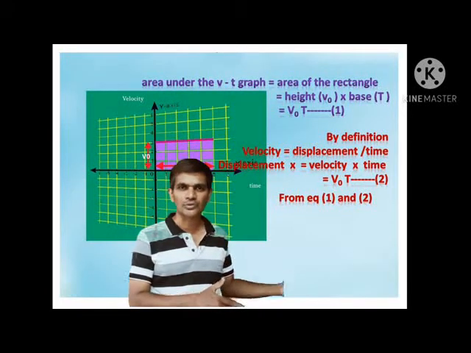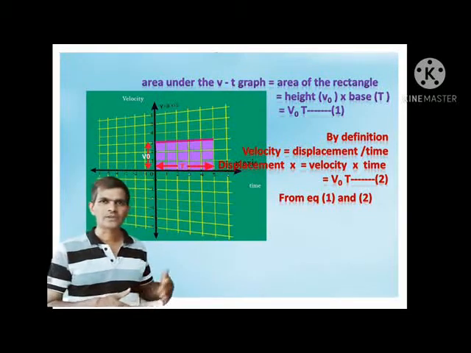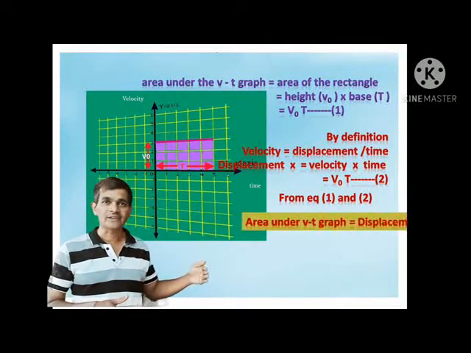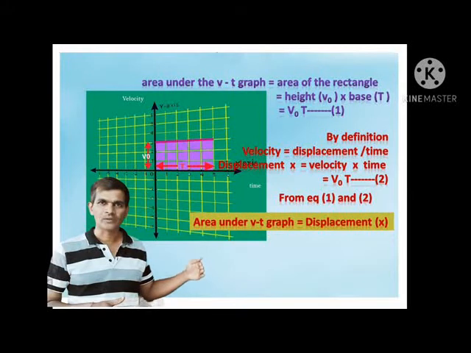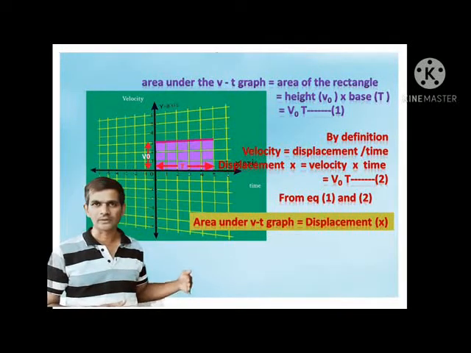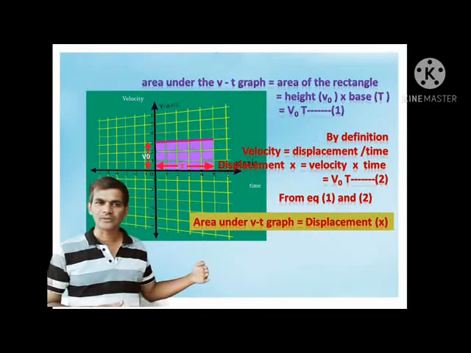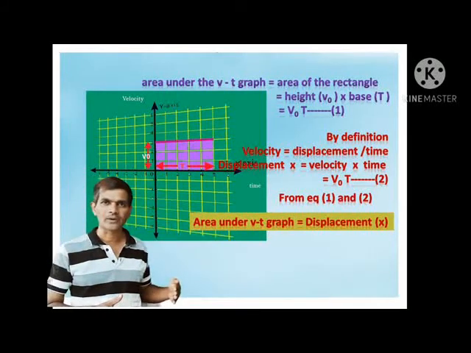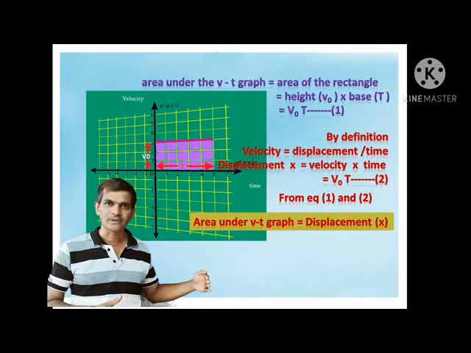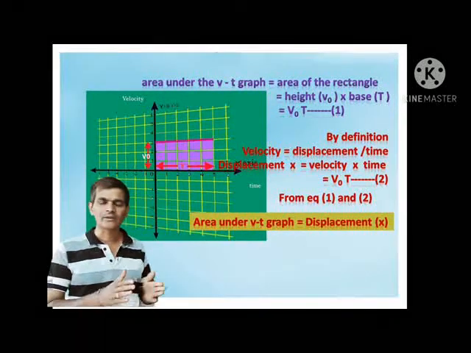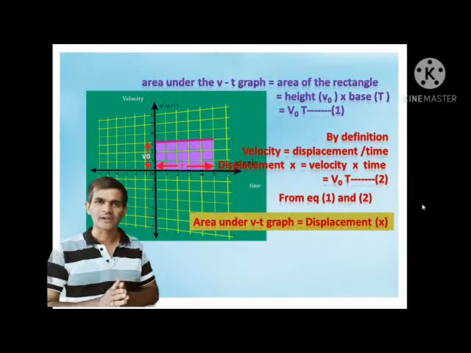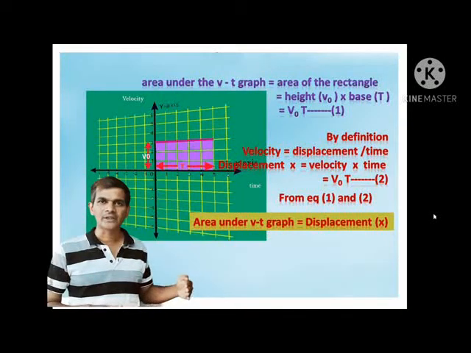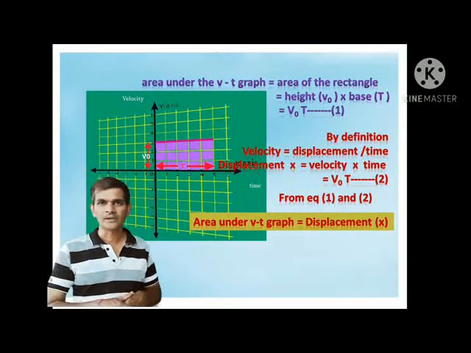Write this as equation 2. From equation 1 and 2, it is found that the right hand sides of equation 1 and 2 are equal. Therefore the left hand sides are also equal. That means area A is equal to displacement x. From this we come to know that the area under the velocity time graph is equal to displacement or distance x. This is one of the questions they ask, to prove that the area under the velocity time graph is equal to displacement.